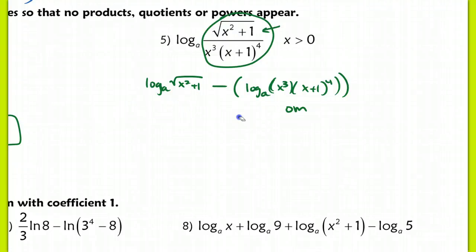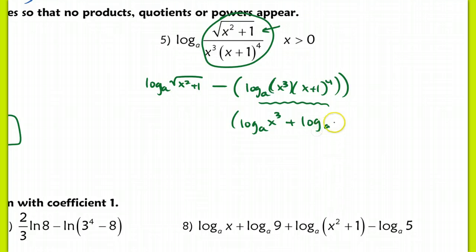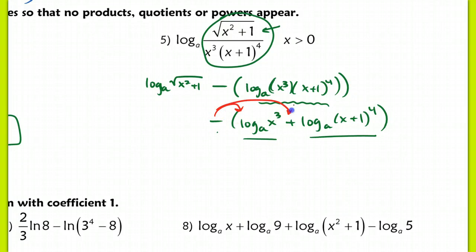Now, let's work on breaking this up. In the inside of here, okay, I see that I have a product. This is x cubed times x plus 1 to the 4th power. So I can rewrite this, keeping that in the inside of the parentheses, as log base a of x cubed plus log base a of x plus 1 to the 4th. So the one really important thing here is to make sure that you're distributing this negative after you've rewritten, because I think from here it's pretty simple how to rewrite that, but the main thing that I see with students making mistakes here is not distributing that negative to both terms here.